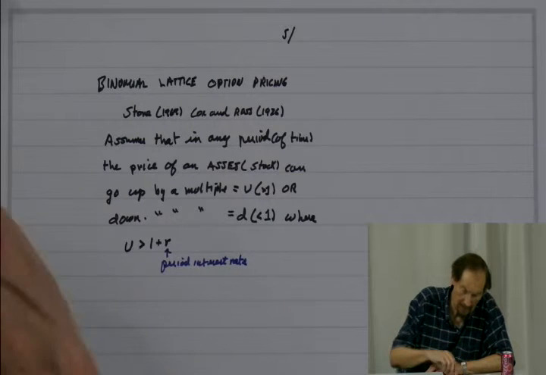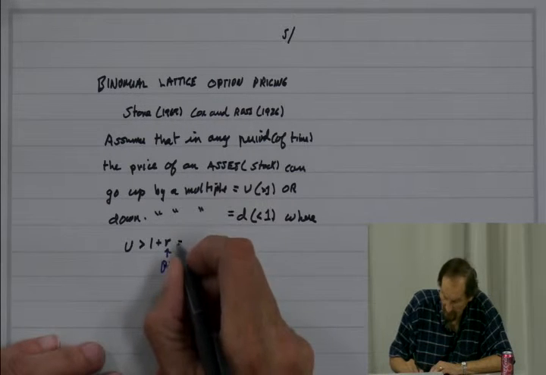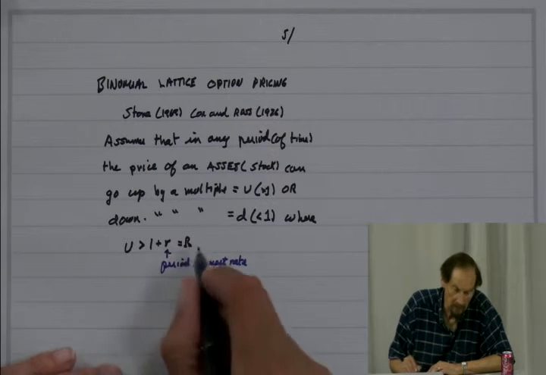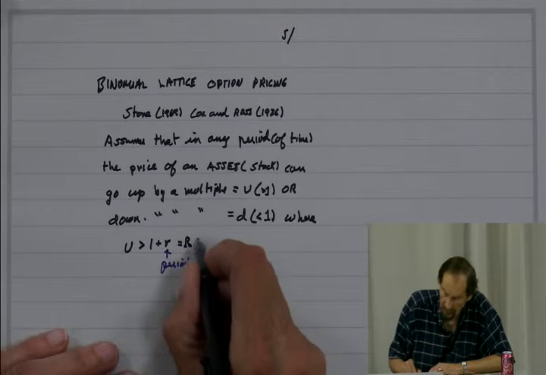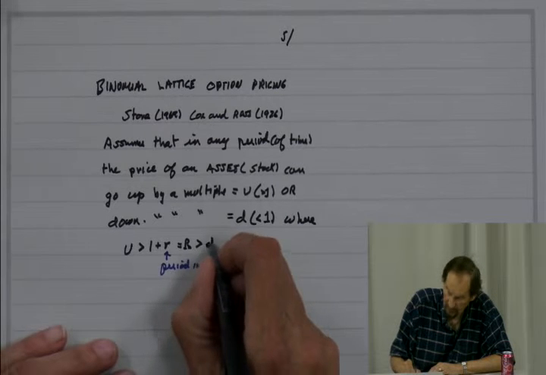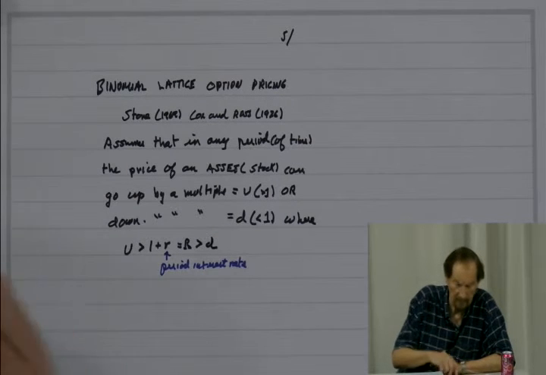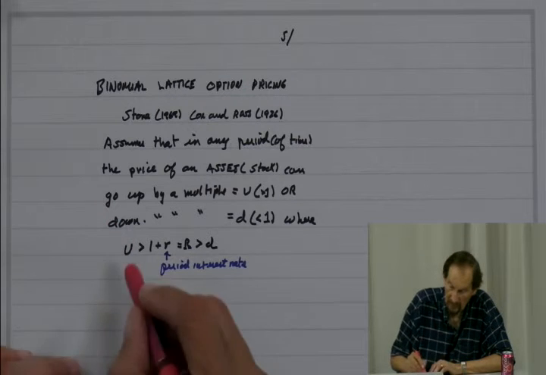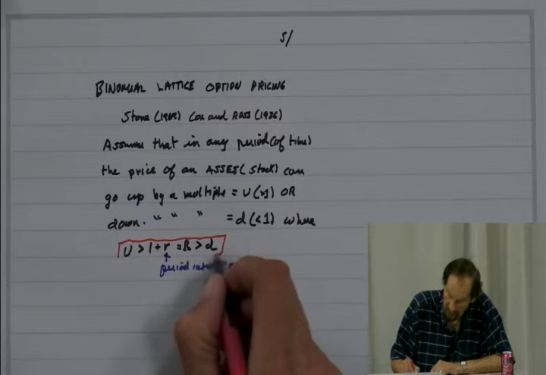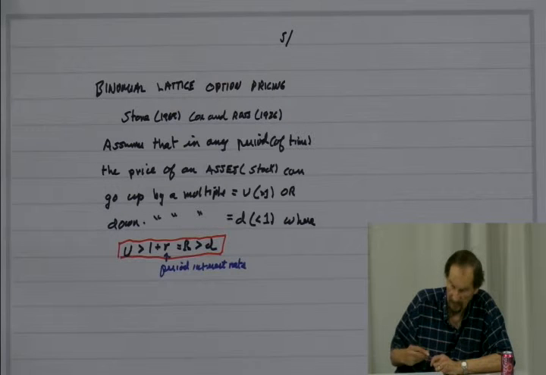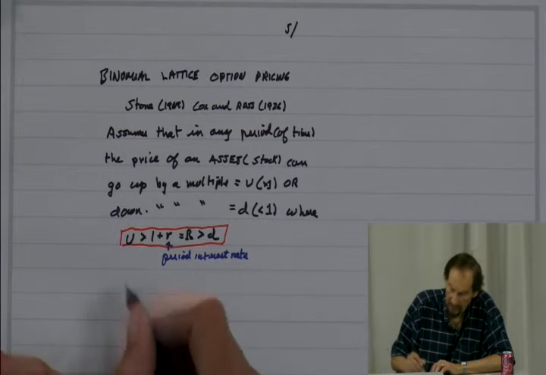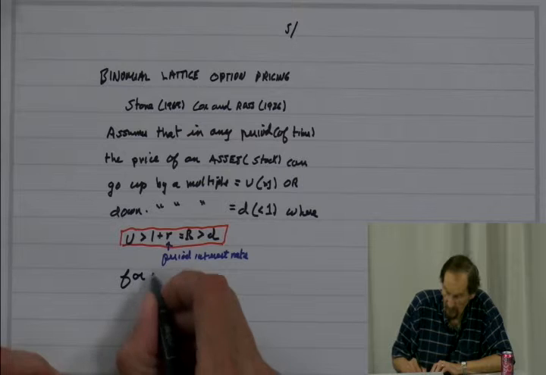And remember, we had that 1 plus r equal capital R way back. We talk about the rate of return, and that this is greater than d. This relationship has to be true for no arbitrage.